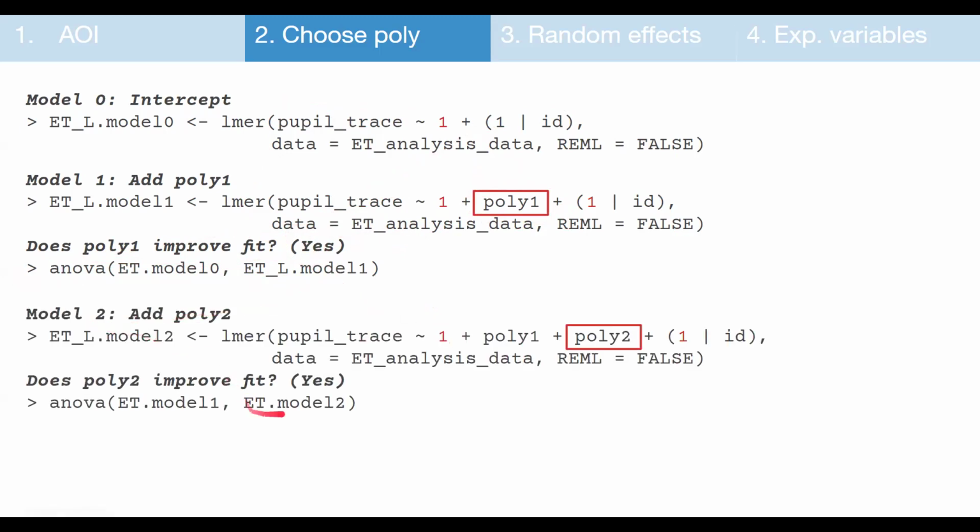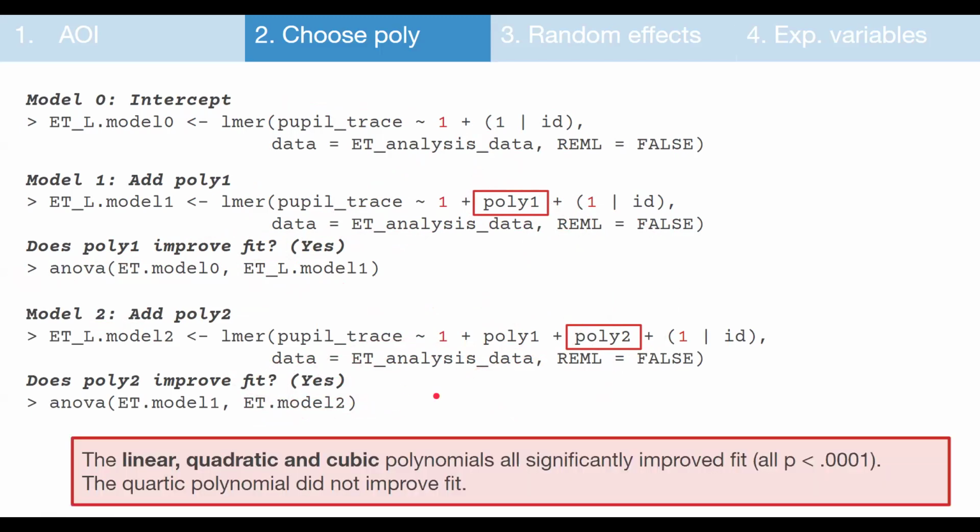So we do the same with all of the polynomials. So see that here I'm also including poly1, but I'm adding poly2. So I'm comparing this model with this one, and I also see that it improves fit. And I do this with poly3 and poly4, and what I found out is that the linear, quadratic, and cubic polynomial improved fit, but the quartic did not improve fit. So what I do is I just include up to the cubic polynomial.